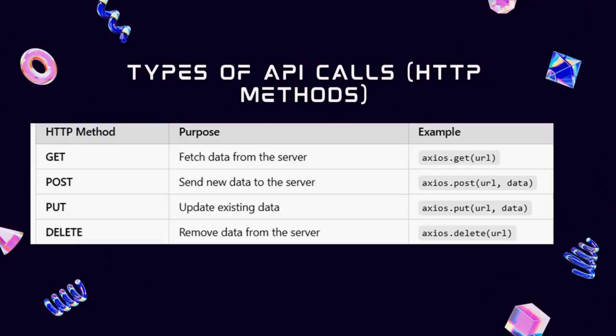Types of calls. First is get, fetching data from the server. Post, sending new data to a server. Put, updating existing data. Delete, removing data from the server. These are some examples of Axios: axios.get(url), post with data, and put.